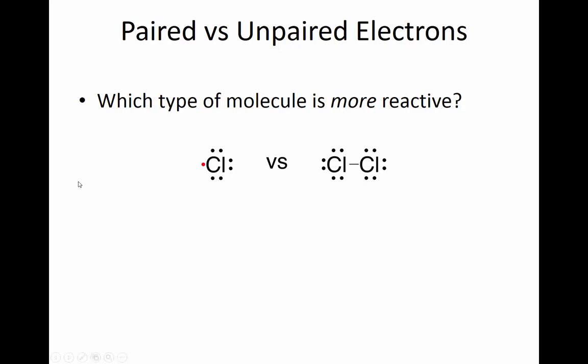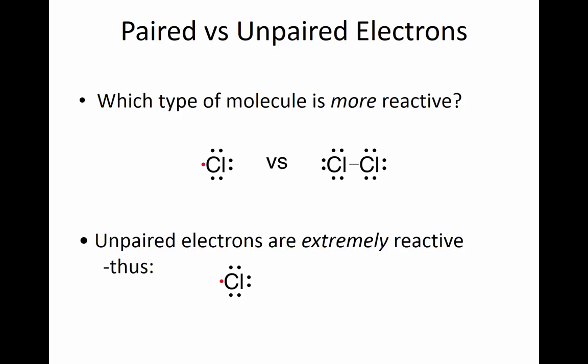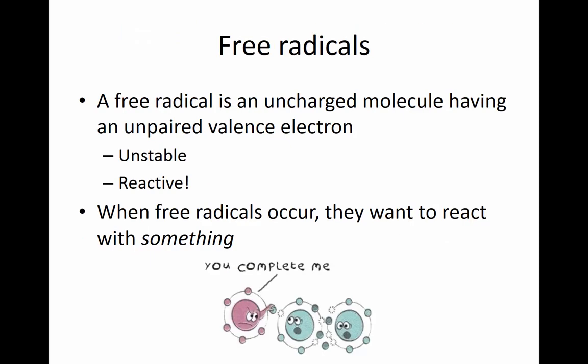Okay, which of these molecules is more reactive? We have the chloride ion, or actually the chloride radical here, and we have a chlorine atom, basically, a dichlorine atom. Well, unpaired electrons are extremely reactive, like this one. So thus, which is more reactive? The answer is this chloride here. This chloride, I assume, is a radical here. And I assume that because now I'm going to start talking about free radicals.